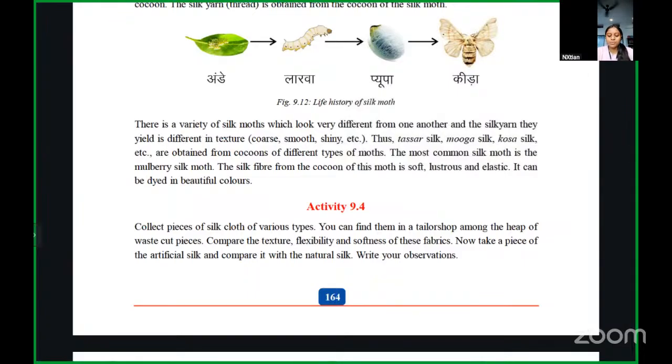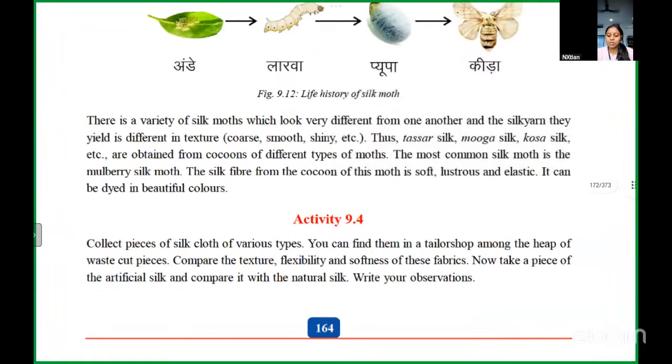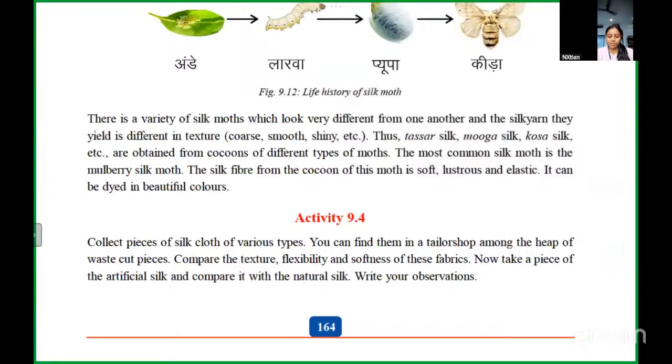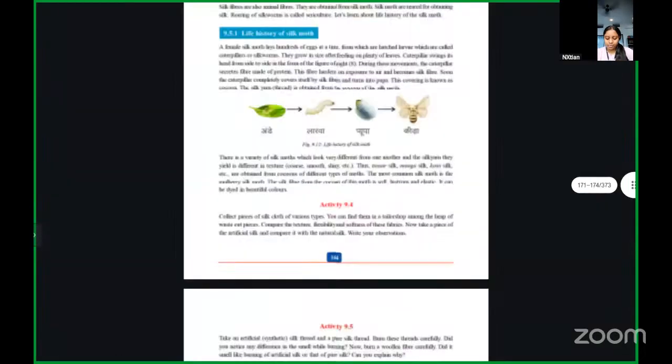Types of silk such as tassar silk, Munga silk, kosa silk, etc., are obtained from the cocoons of different types of moths. The most common silk moth is the mulberry silk moth. The silk fiber from the cocoon of this moth is soft, lustrous, and elastic. It can be dyed in beautiful colors.